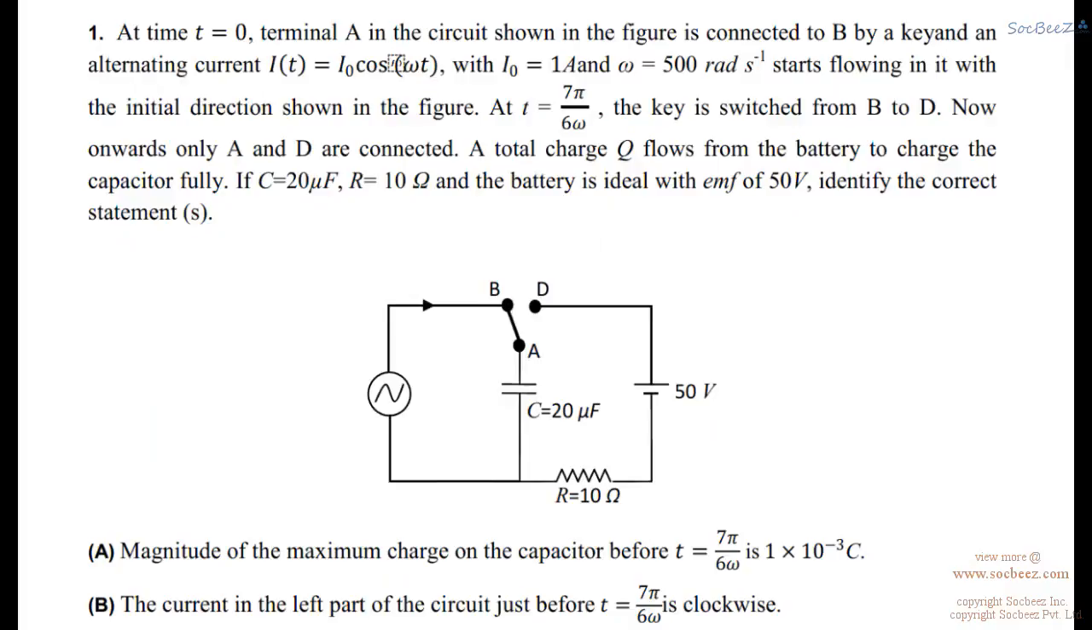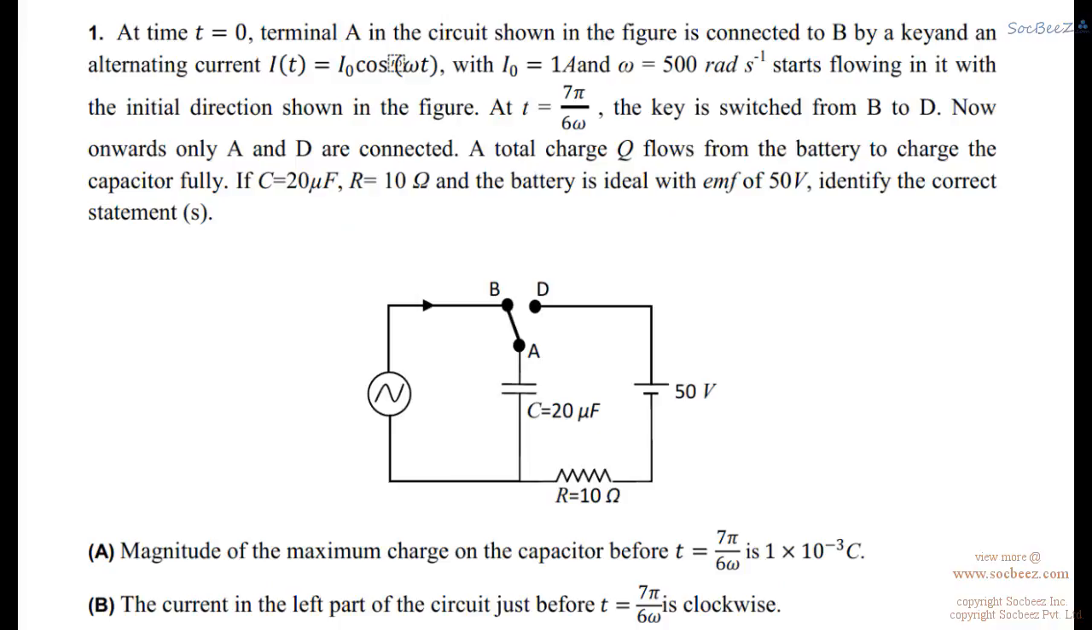the figure is connected to B by a key and an alternating current I equals I0 cos omega t, with I0 equals 1 ampere and omega equals 500 radian per second, starts flowing in it with the initial direction shown in the figure. At t equals 7 pi by 6 omega, the key is switched from B to D. Now onwards only A and D are connected.